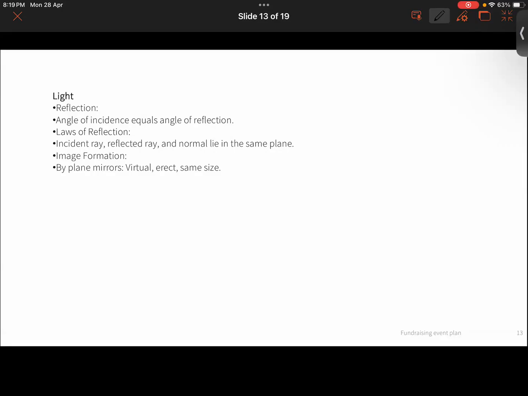Okay, so I was asking you regarding light. What are the properties of light?